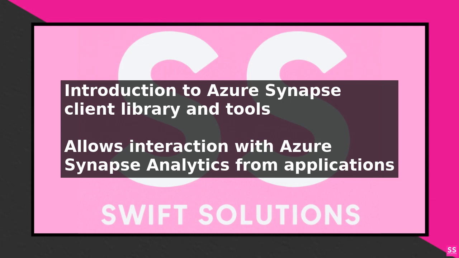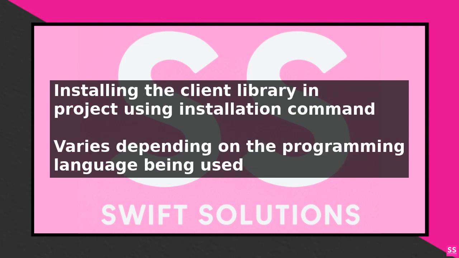Step 2. Authenticating with Azure Synapse. After installing the client library, you need to authenticate with Azure Synapse. You can do this by using your Azure Active Directory credentials or a shared access signature token. Authentication is necessary to ensure that only authorized users can access and manage your data.